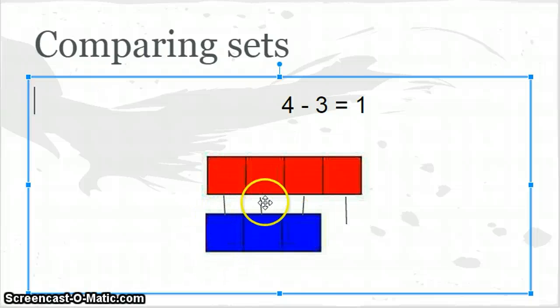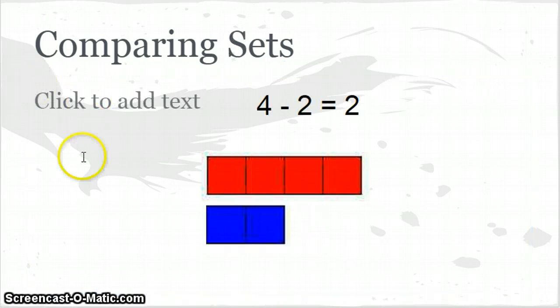So when we take 3 away from 4, what's left is 1, the same answer we just got. So 4 take away 3 equals 1. You can also check this using your fingers if you'd like. Okay, let's practice another one.